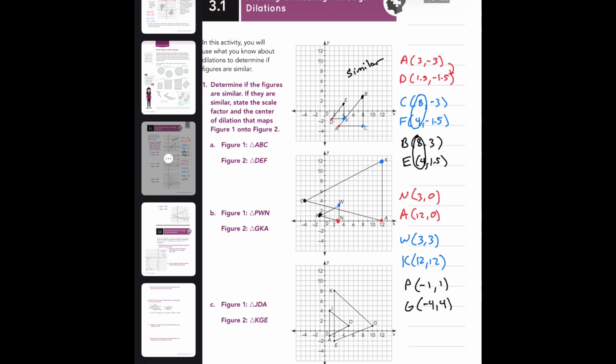So if we compare all those points, let's take the X values on that first one, for instance, 3 to 12. Well, what can we multiply 3 by to get to 12? Well, it would be times 4. Okay, well, let's test that with the other ones. Works with point W, 3 to 12 times 4 on both X and Y, and it works on point P. -1 times 4 would be -4 for the X values on point P to get to point G, as well as the Y values. So we have a scale factor of 4 on each point, so those are similar.